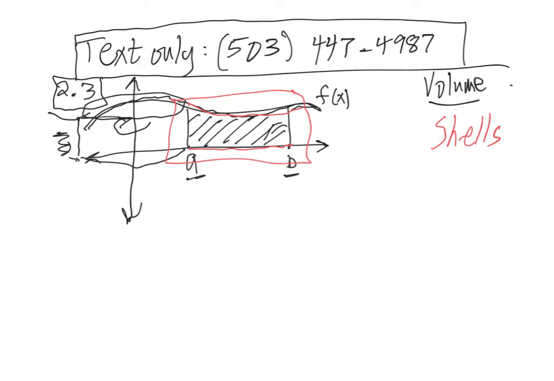All right, let me create a little space here. Let me pause this while I figure out how to do it. Okay, so let's take our function. Let's go back to a black pen. So from a to b, and we're going to rotate about the y-axis.